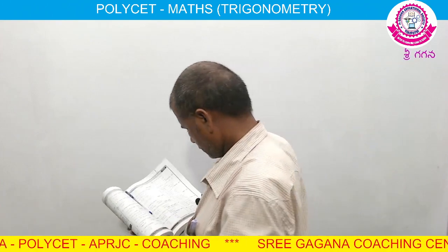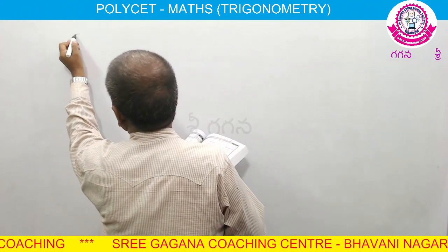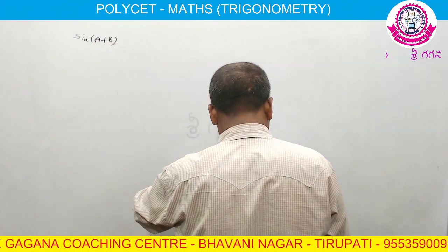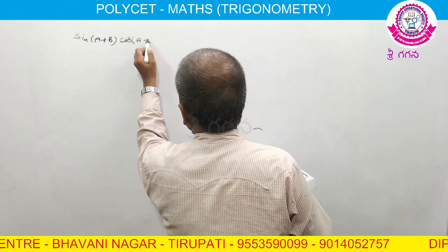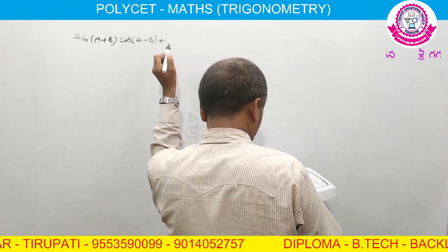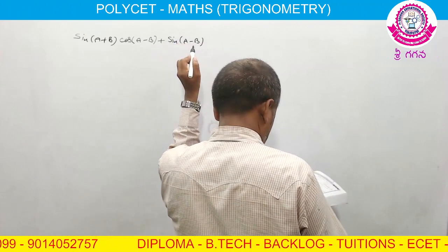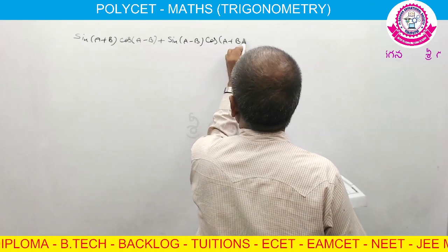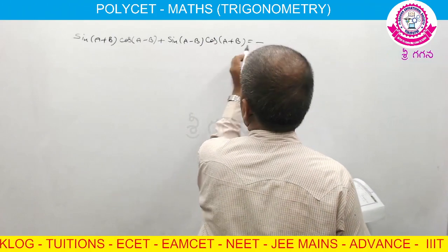Another problem: sin of (a plus b) into cos of (a minus b), plus sin of (a minus b) into cos of (a plus b), equals dash.